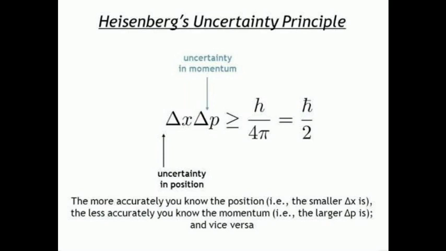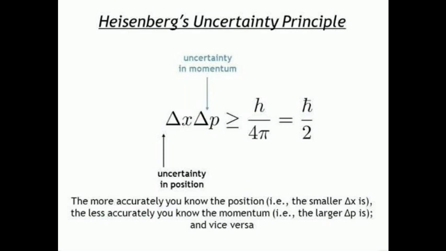So the product of uncertainty in position and uncertainty in momentum is greater than or equal to h divided by 4 pi. The h divided by 4 pi is equal to h bar divided by 2. So it is always greater than or equal to h divided by 4 pi, never less than h divided by 4 pi. This is called the Heisenberg uncertainty principle.